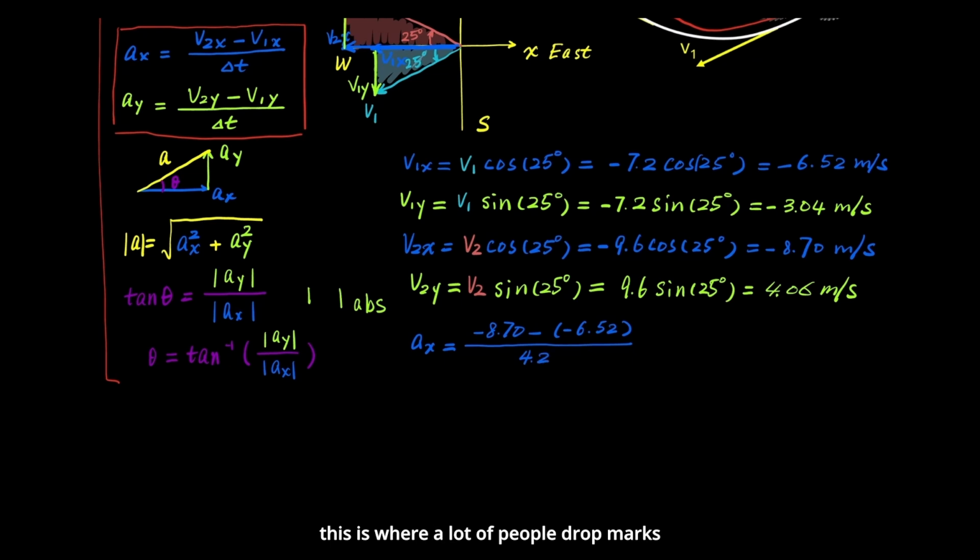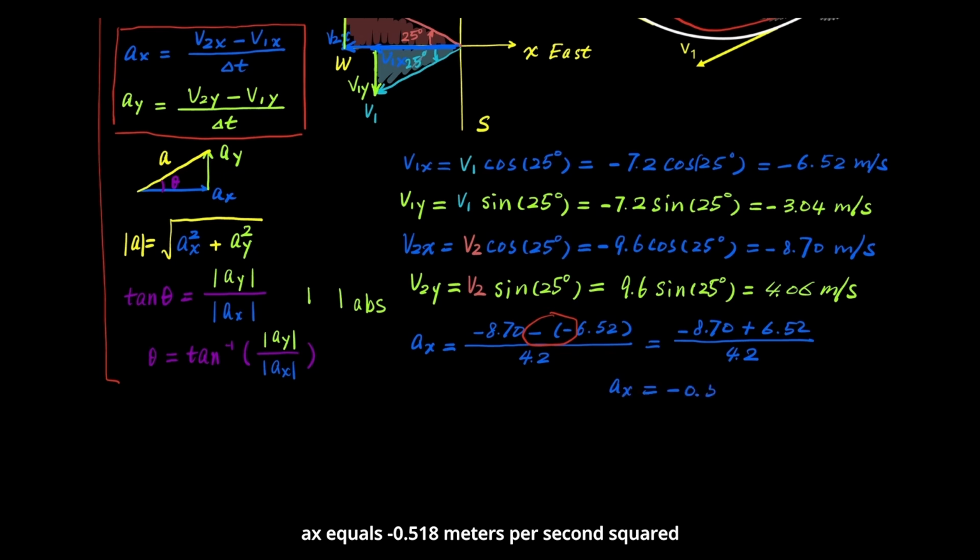Right here, this is where a lot of people drop marks. We're subtracting a negative number, so this becomes negative 8.70 plus 6.52, then divided by 4.2. Don't skip this step, write it out. Minus a negative is a plus. If you do it in your head, you might mess up the sign. So this gives us AX equals negative 0.518 meters per second squared.